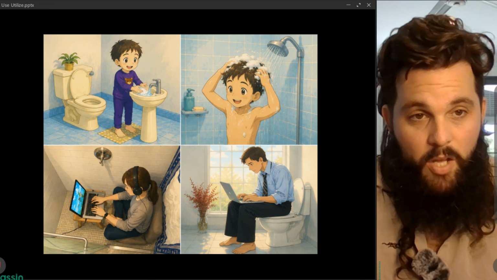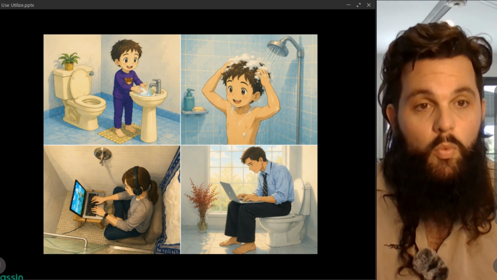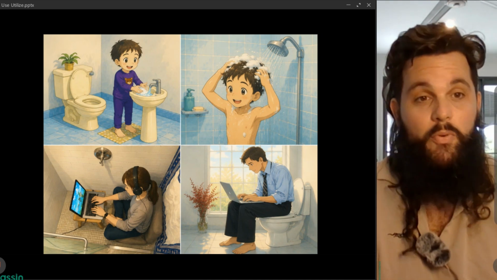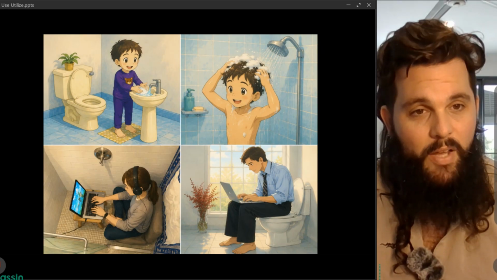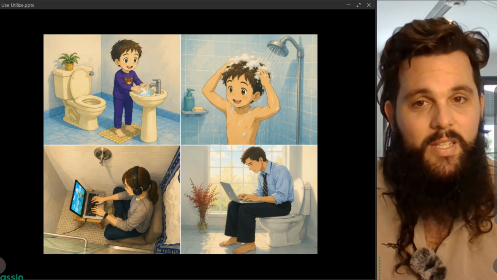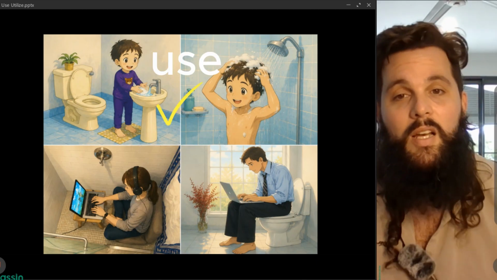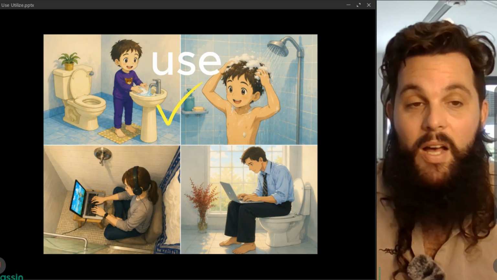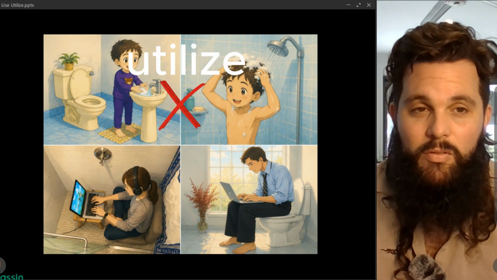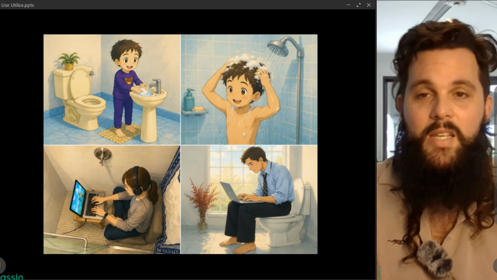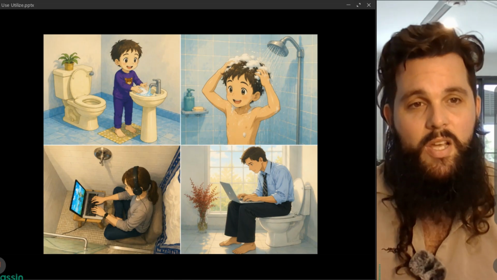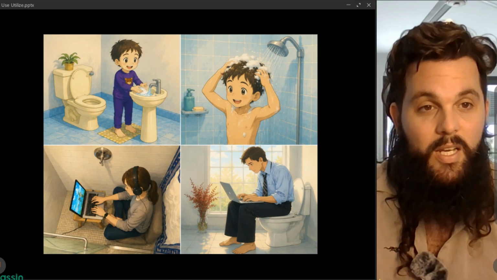Who's utilizing the bathroom and who's using it? Well, if you've been paying attention, this should be pretty easy. The intended use of a bathroom is to use the toilet, take a shower, and wash your hands. So the two boys in the first picture, they're using the bathroom. Are they utilizing it? No. They're not utilizing the bathroom. Saying I utilize the bathroom to take a shower sounds very strange in English.